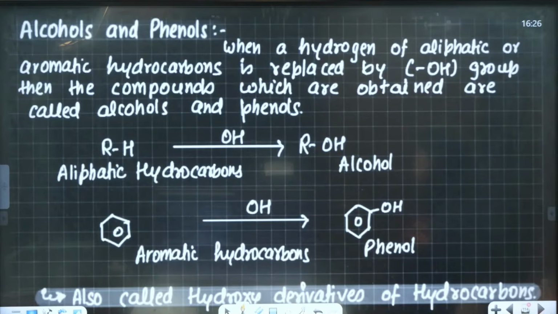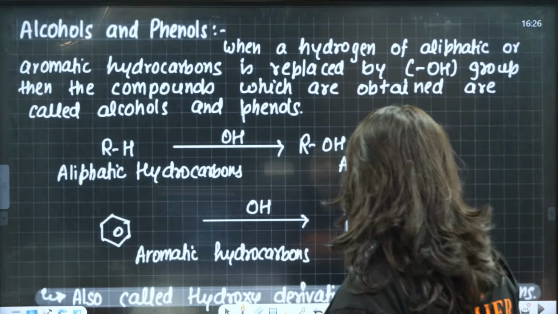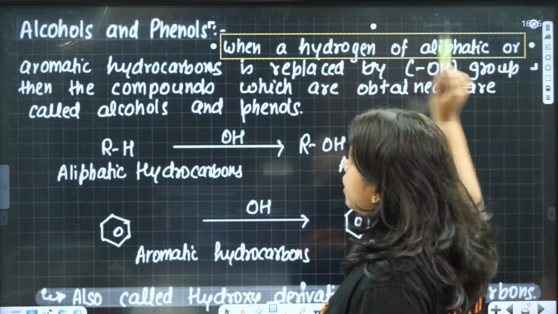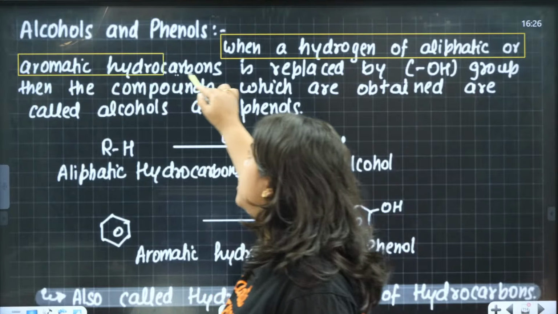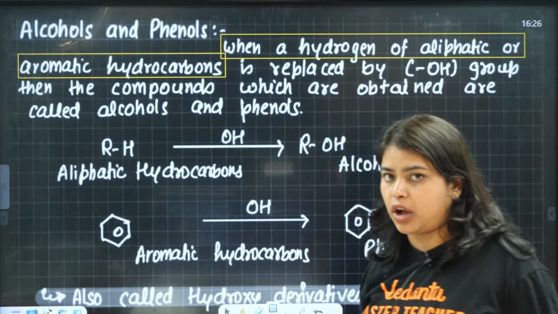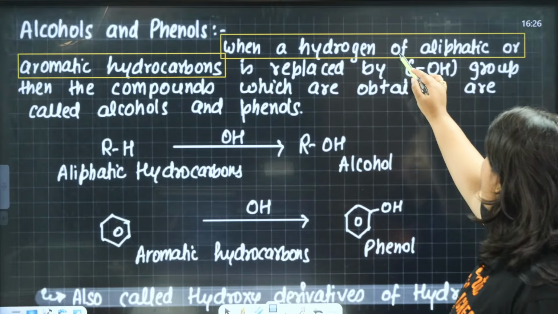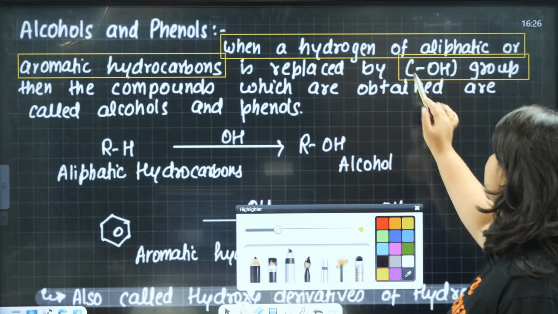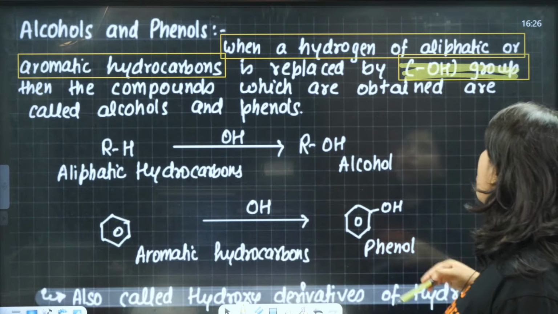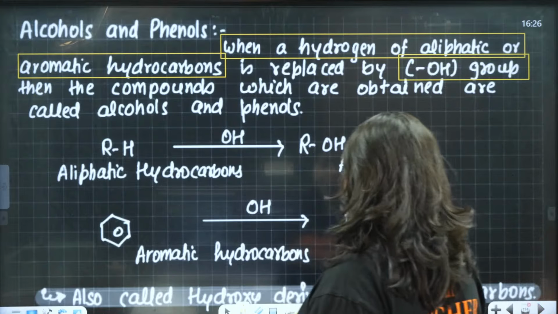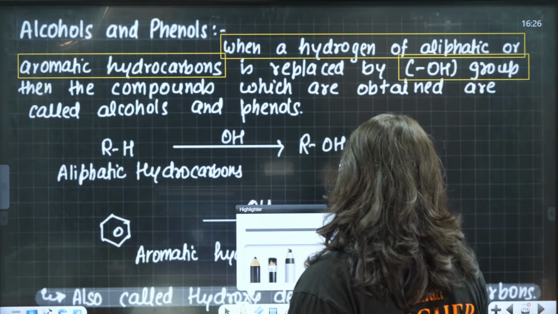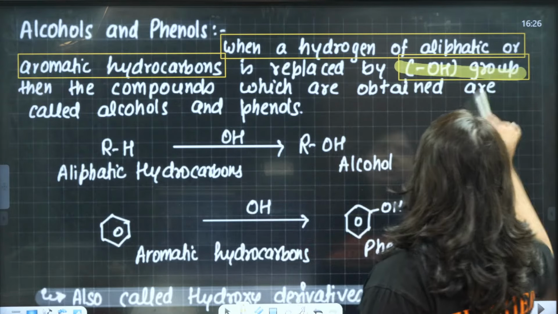First thing you need to know about alcohols and phenols: whenever the hydrogen of an aliphatic or aromatic hydrocarbon is being replaced by an OH group, if we are replacing that by an OH group.